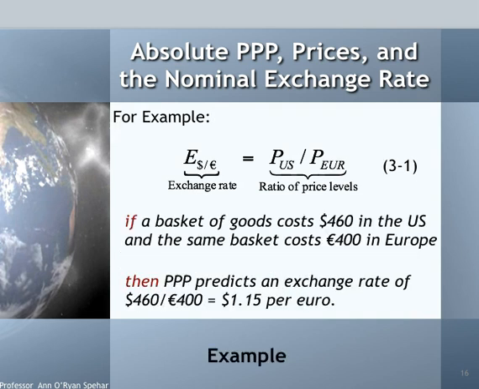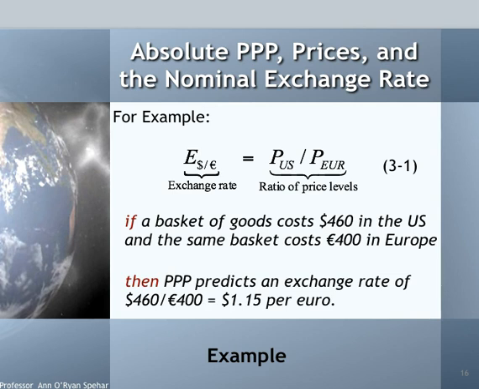Continuing on, let's be sure we understand this. Absolute purchasing power parity, when it holds, meaning, of course, that the no arbitrage condition in equilibrium holds, means that if a basket of goods costs $460 in the US and the same basket costs $400 in Europe, then purchasing power parity predicts an exchange rate of $1.15 per euro.